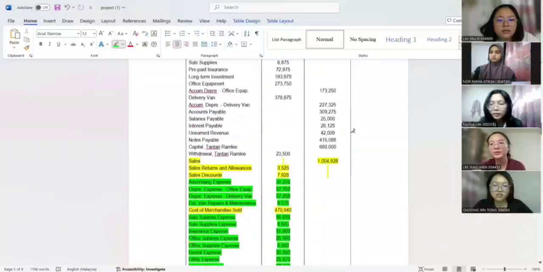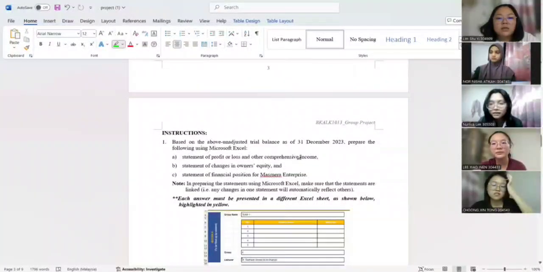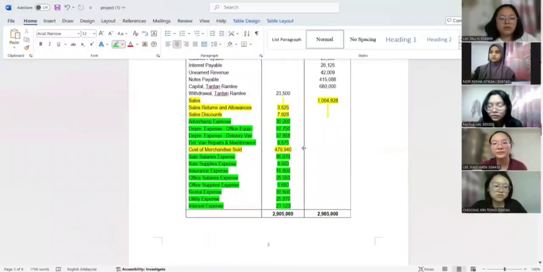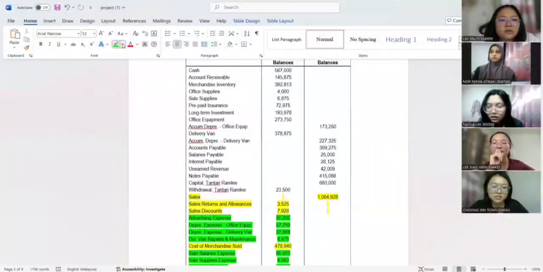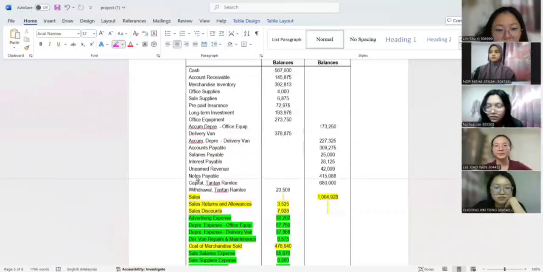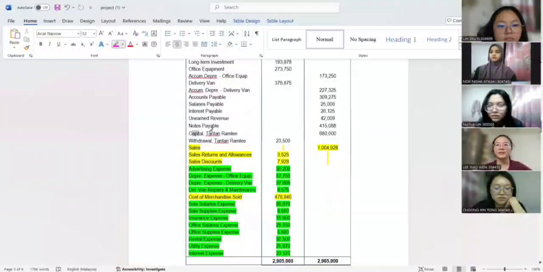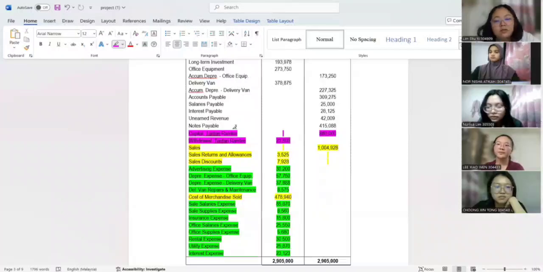And then let's look at the statement of changes in owner's equity. For this statement, we have to use the capital as the beginning capital. This has to be used in the statement in order to find the capital on December 31st. So we use this capital and add the net income that we have calculated. The net income will be found through the statement of profit or loss. And then we also have to deduct the withdrawal, which is 23,500. Then we will find our final capital on 31st December 2023.